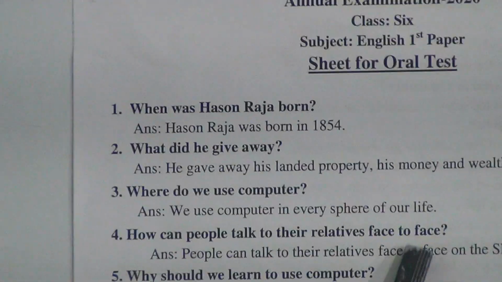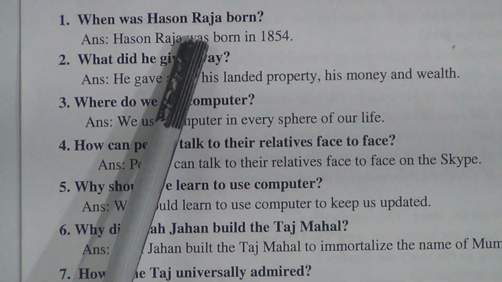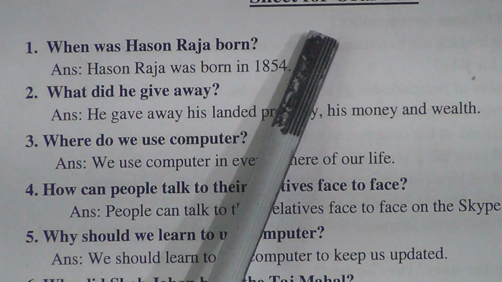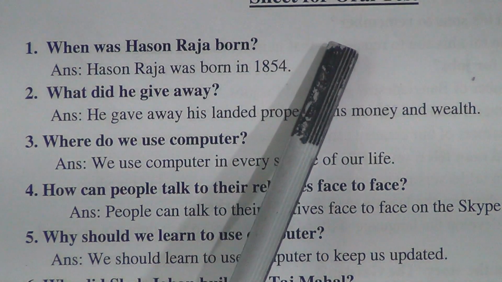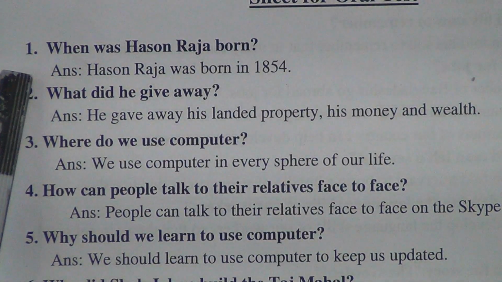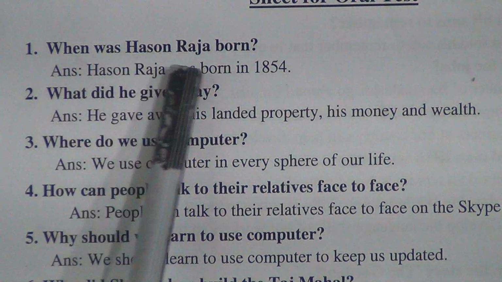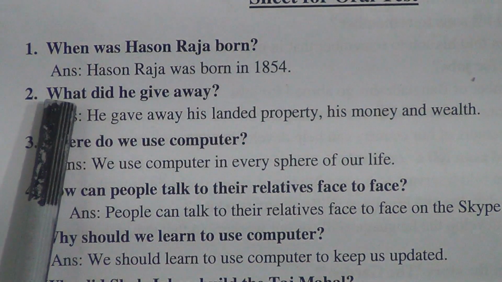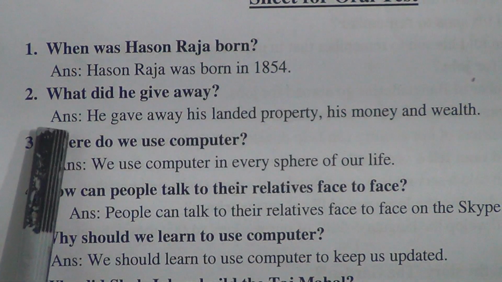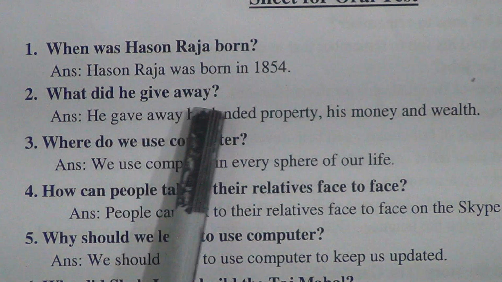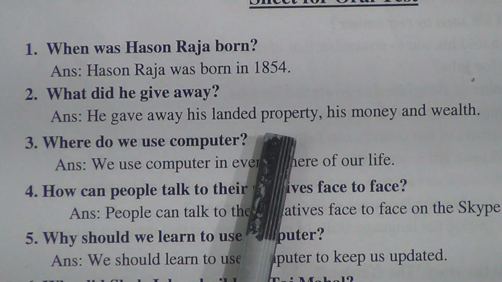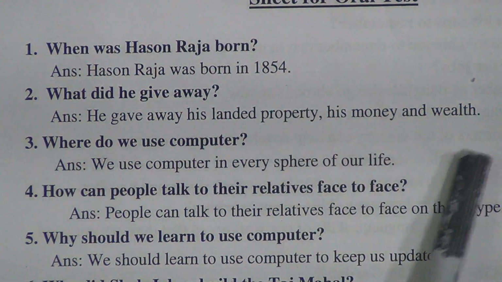My dear students, you know quite well how we take the oral sheet, how we read the oral sheet, and how we take the exam of oral test. So I don't want to say anything for that. Number one question is, when was Hasan Raja born? Answer: Hasan Raja was born in 1854. Number two, what did he give away? Answer: he gave away his landed property, his money and wealth.